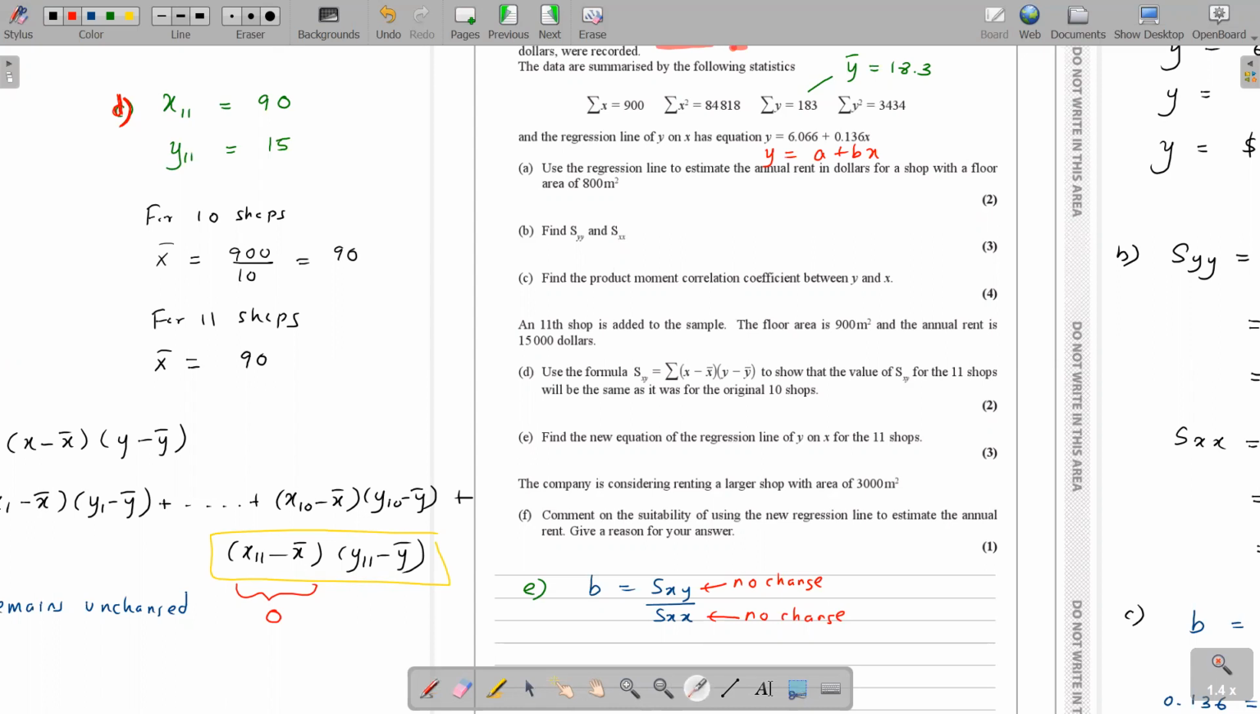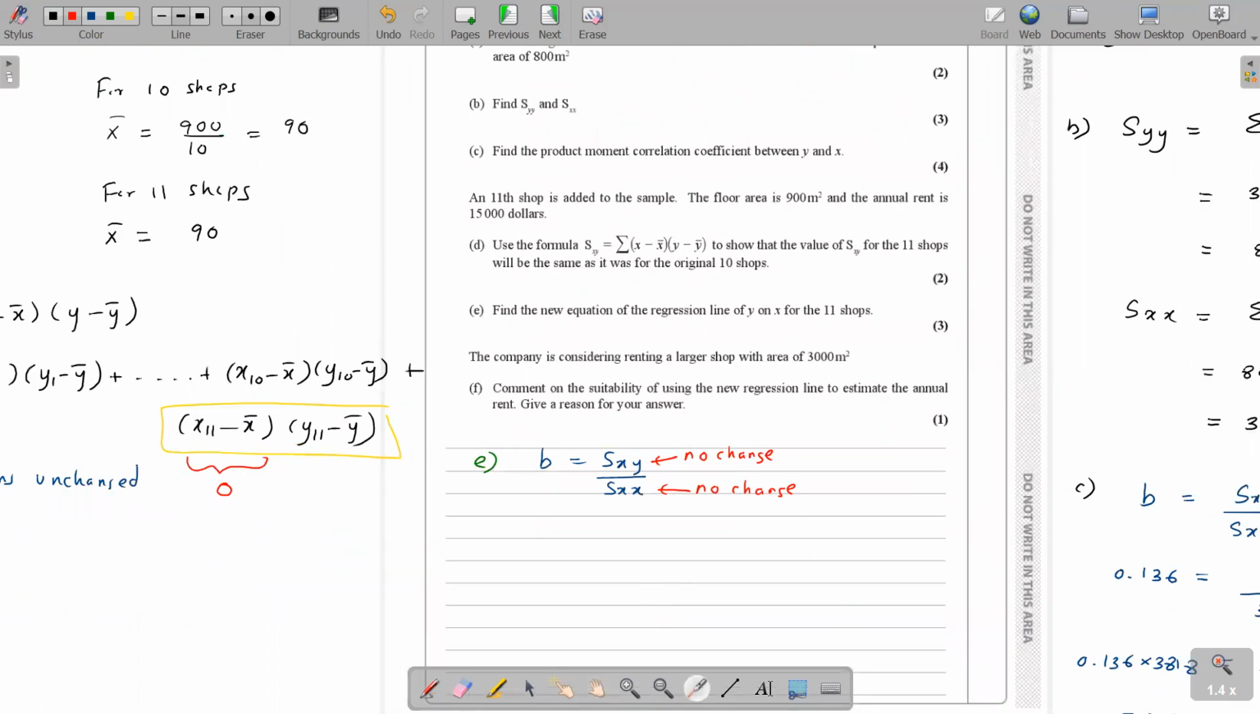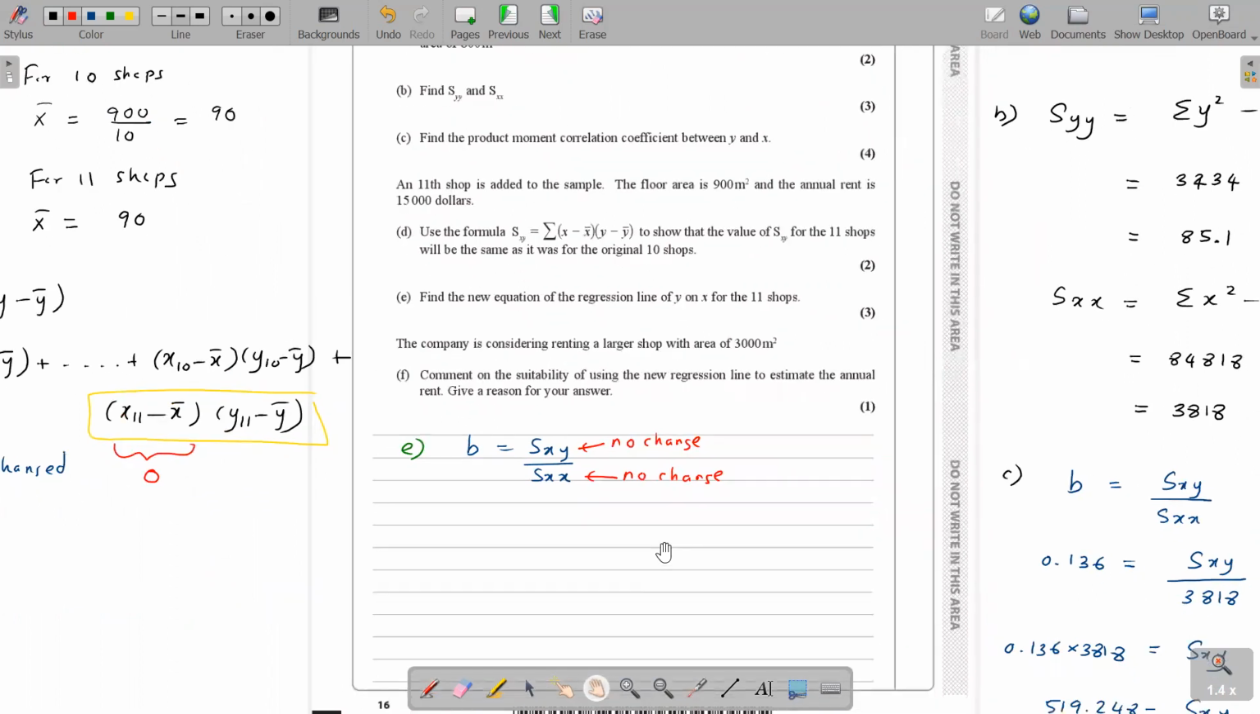Really important. However, that's not the case for the y variable, right? For the y variable, we have a new mean. Anyway, the b value doesn't change. However, to get the a value, a is y bar minus b x bar, right?